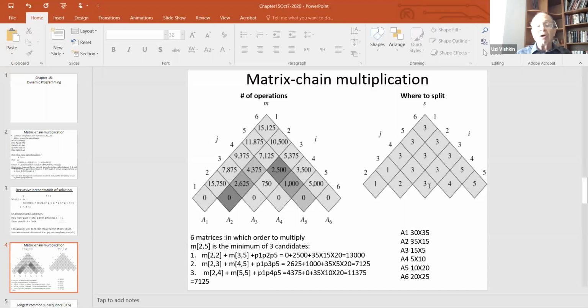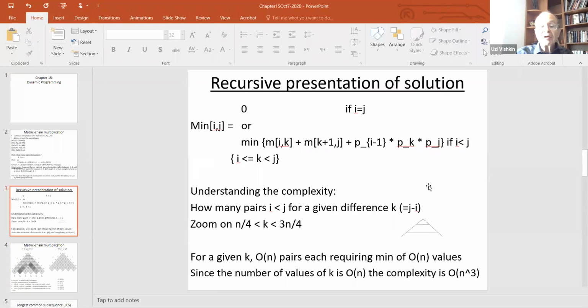Sorry. So this is really the dynamic programming solution, and the only thing that remains to be reasoned about, unless you have any questions about it, is what is the complexity. So I'm going to try and explain why the complexity is on the order of n cubed.